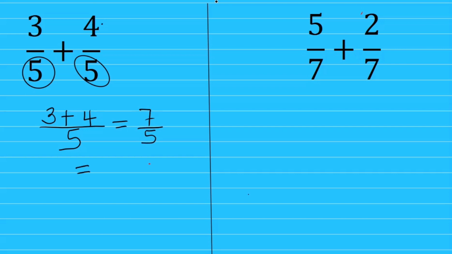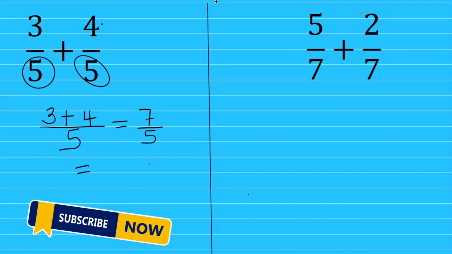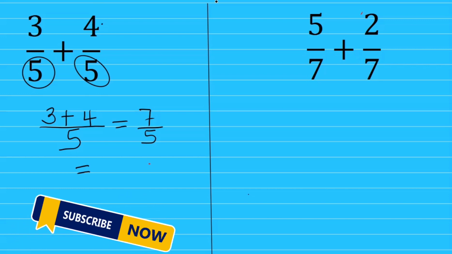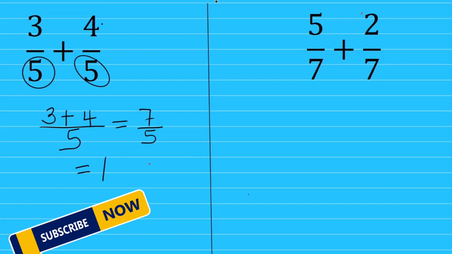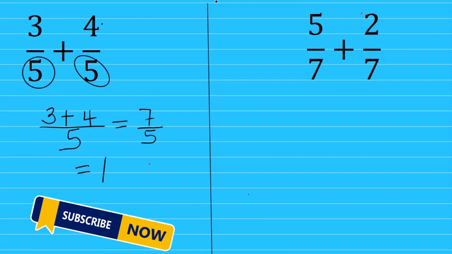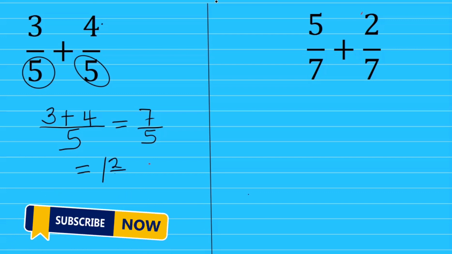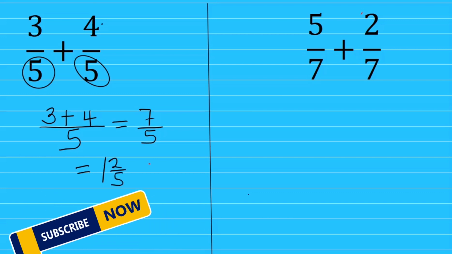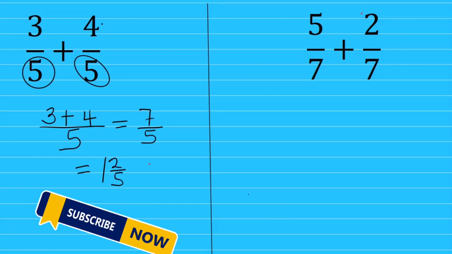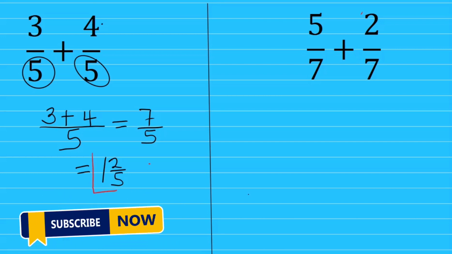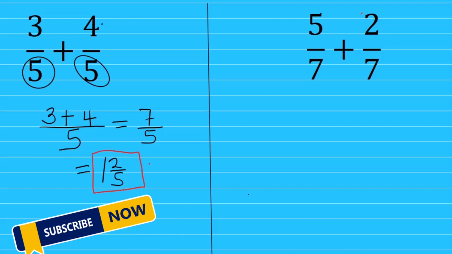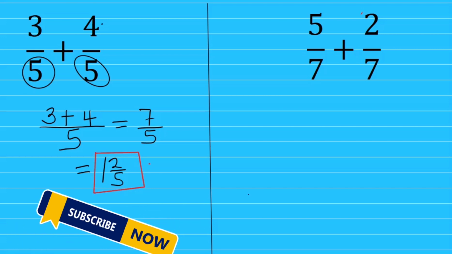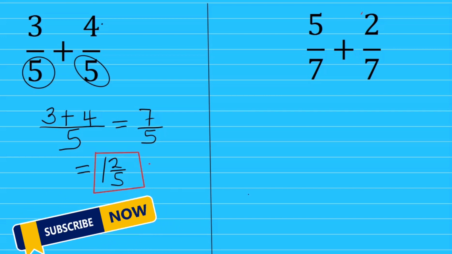Now you can decide to simplify the improper fraction here to get one whole number, 2 out of 5 as our final answer. And that is very simple. All right, so let's look at the second example.